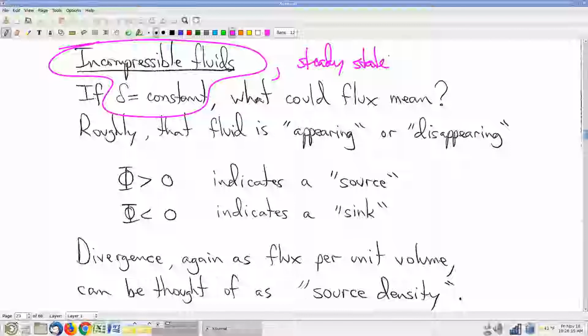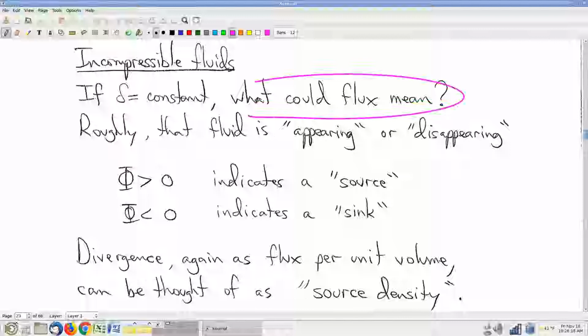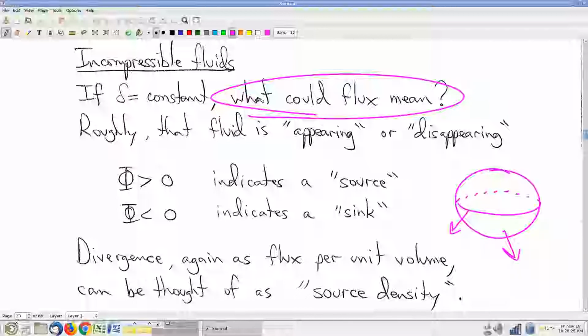Okay, so we ask the question then: what could flux possibly mean? I mean, let's draw this same picture here. We have a region, and if there's a flux outward, how could that be? How could you have an incompressible fluid like water, just steady state, continually just gushing out of this sphere? It doesn't seem physically plausible, right?